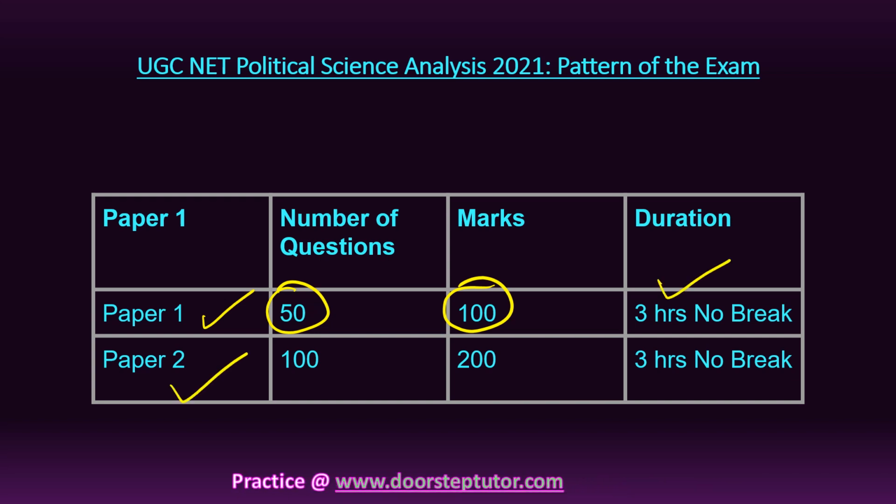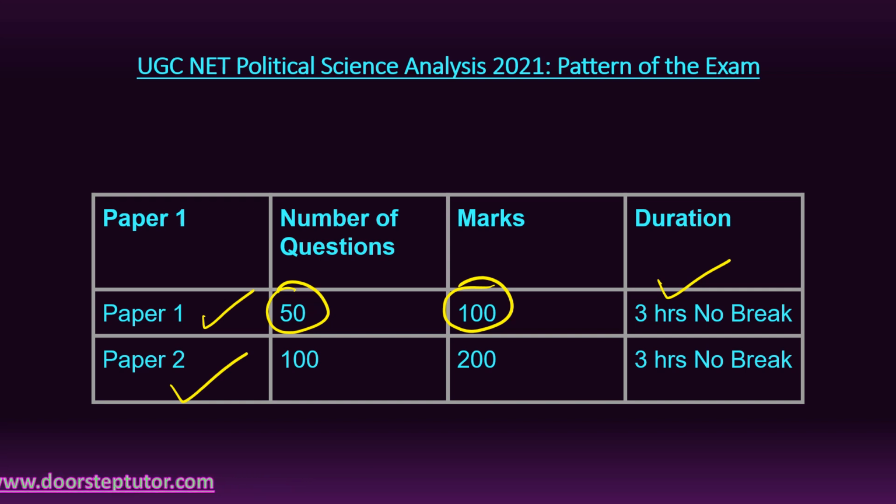If I talk about paper 2, the number of questions asked in paper number 2 were 100 and marks allotted were 200. So it was a 3 hours paper, yes, definitely. So this was about how the exam was divided in distribution of marks.